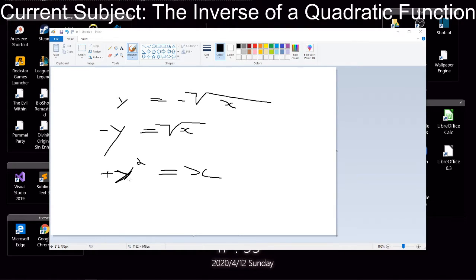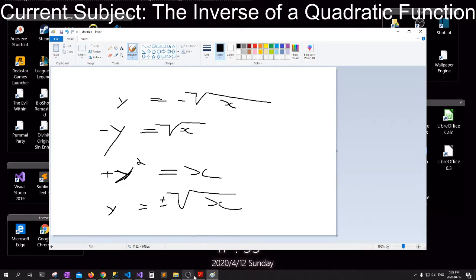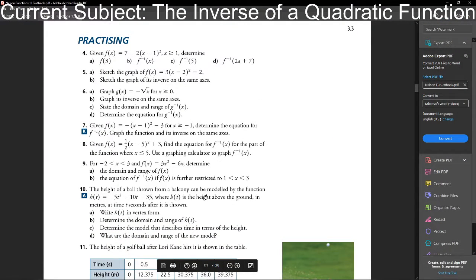That's right, because then when we do this again, and we actually do the inverse of this, we're actually gonna get y is equal to positive negative root x. Yeah, you're absolutely right. Very good, man. Thank you. Thank you very much.